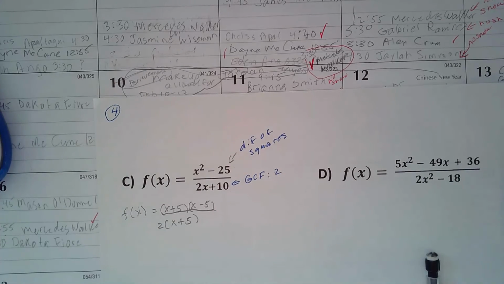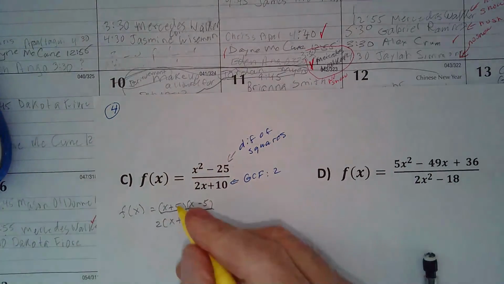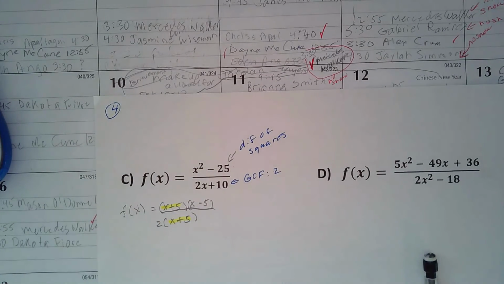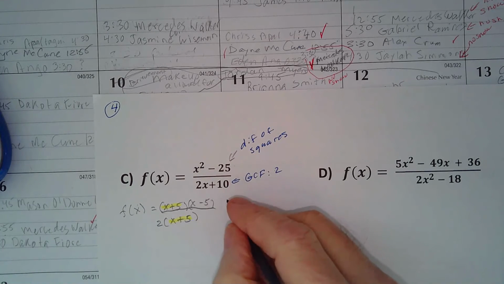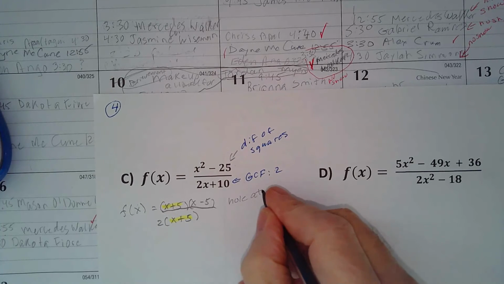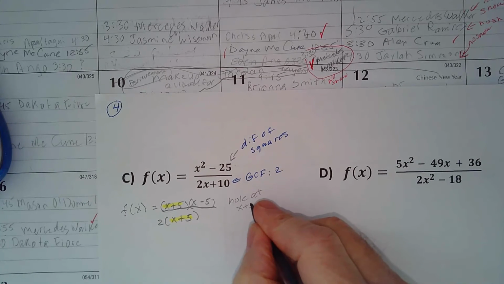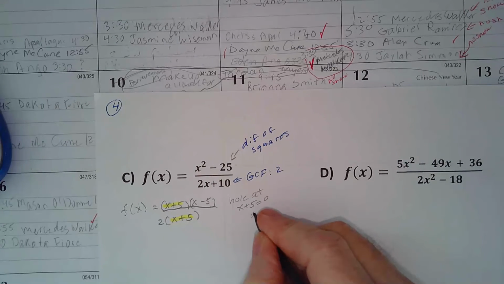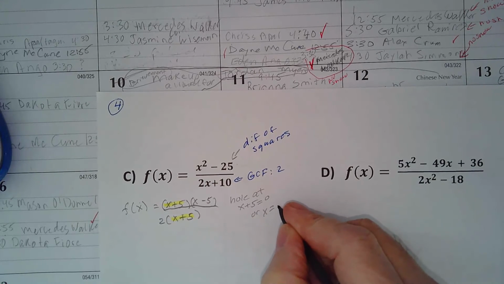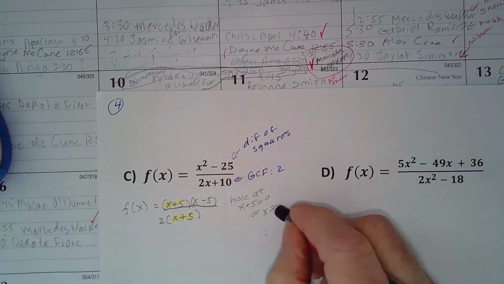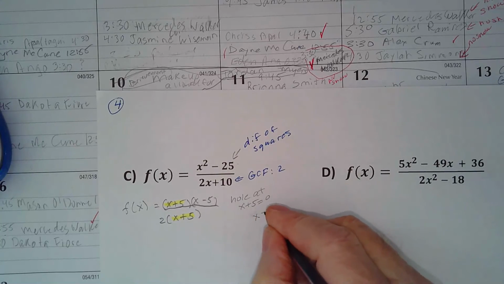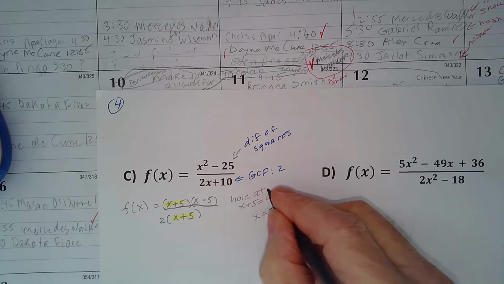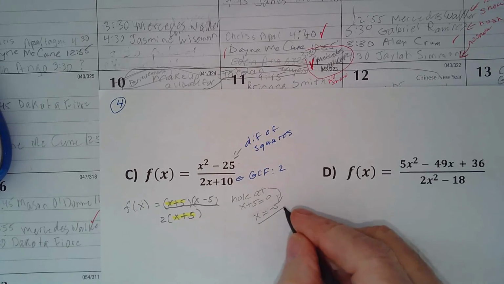So you'll notice you got x plus 5 over x plus 5. So you got a hole at x plus 5 equals 0, or x equals, which simplifies into x equals -5. So you have a hole at x equals -5.